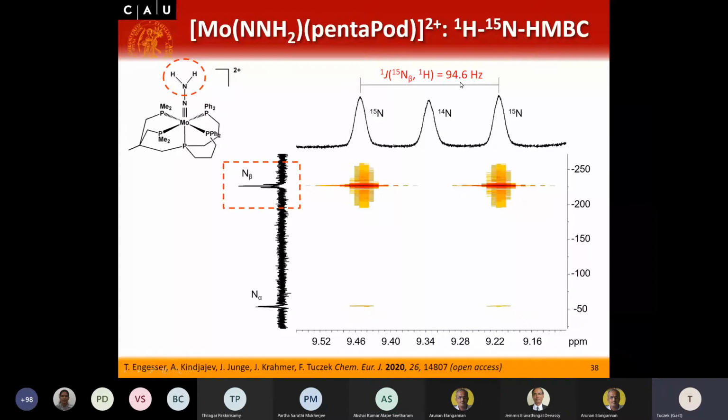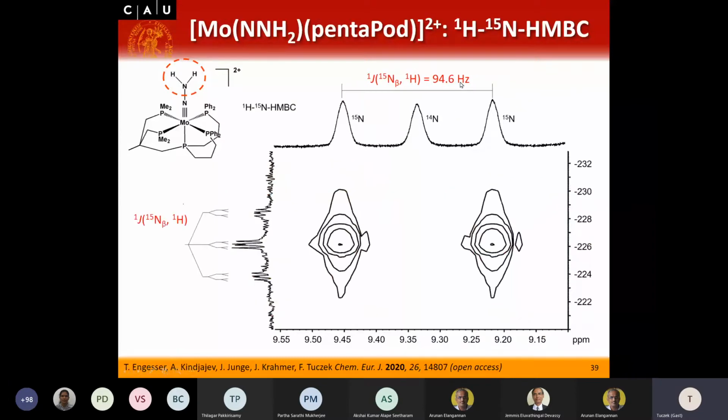And I also go to the N beta signal, and here you see the splitting due to the coupling with the protons, and then we have an additional splitting due to the coupling of the N beta with the phosphine, and of course also with the N alpha.